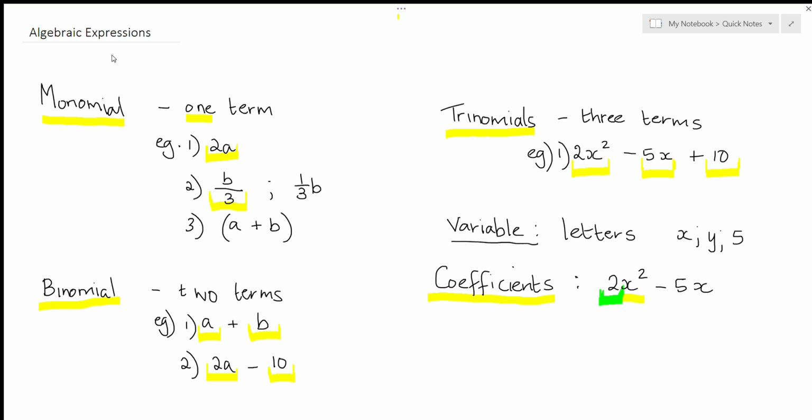So I'll write this out so that you can just see. So 2 is the coefficient of x squared.